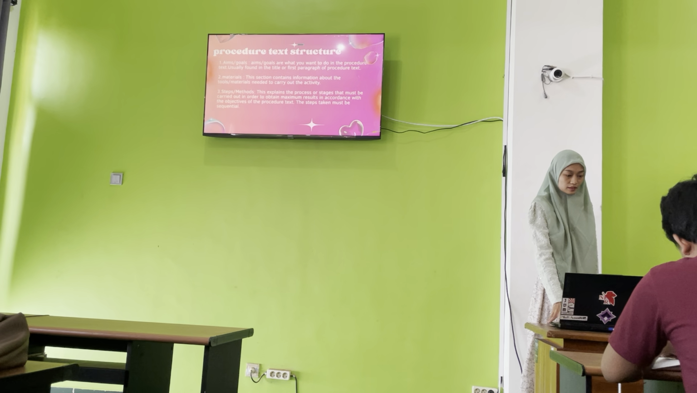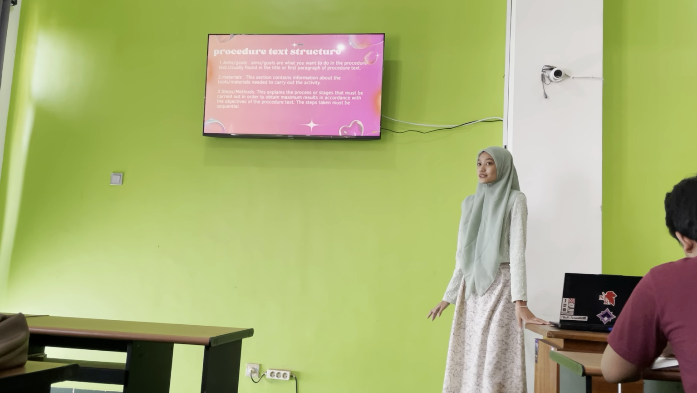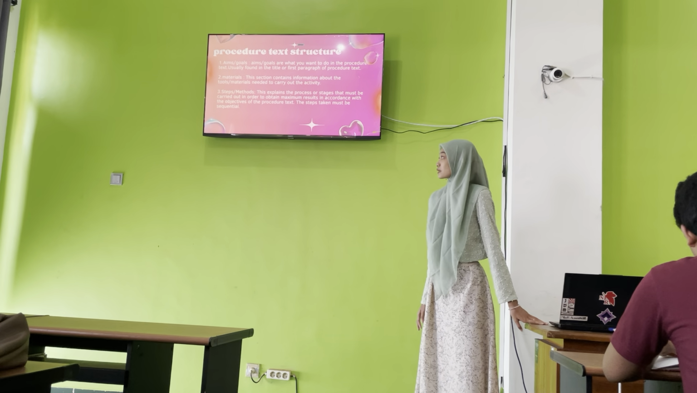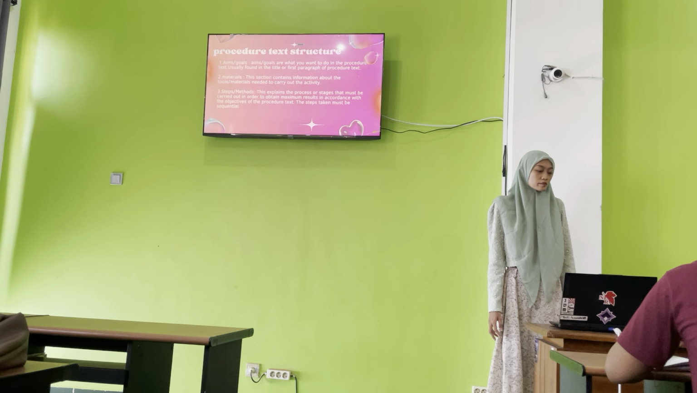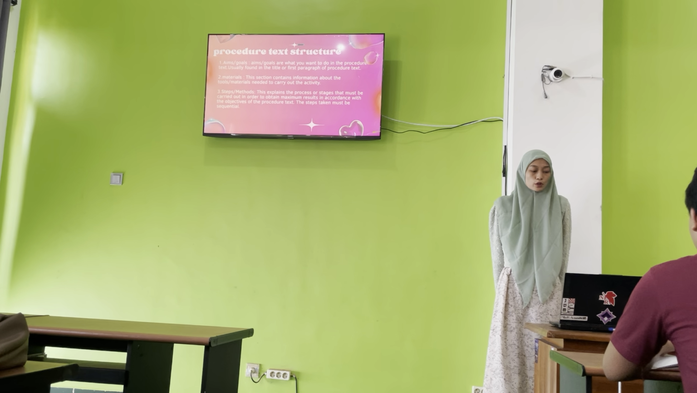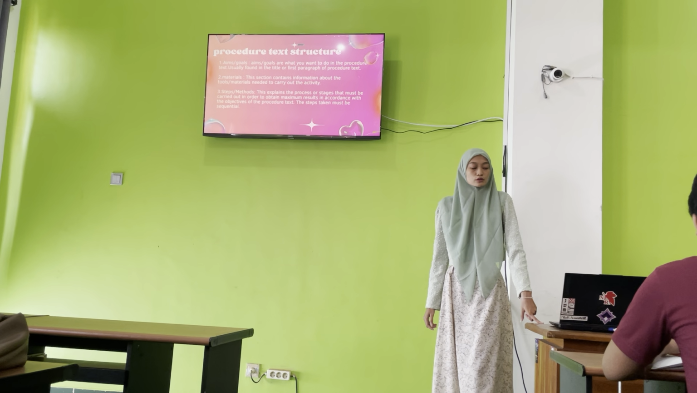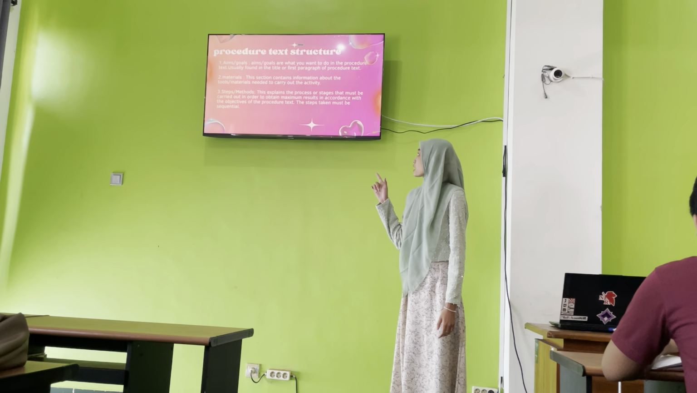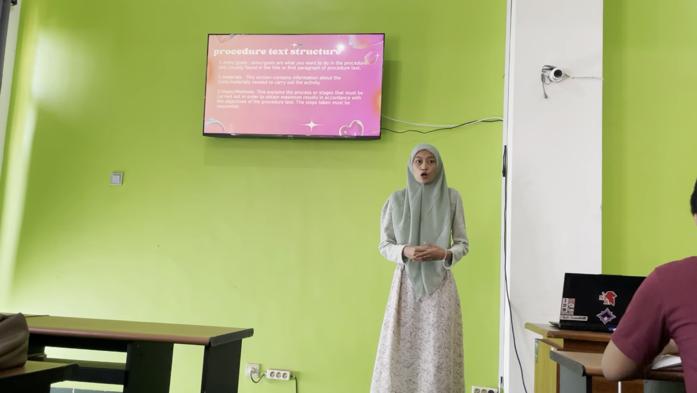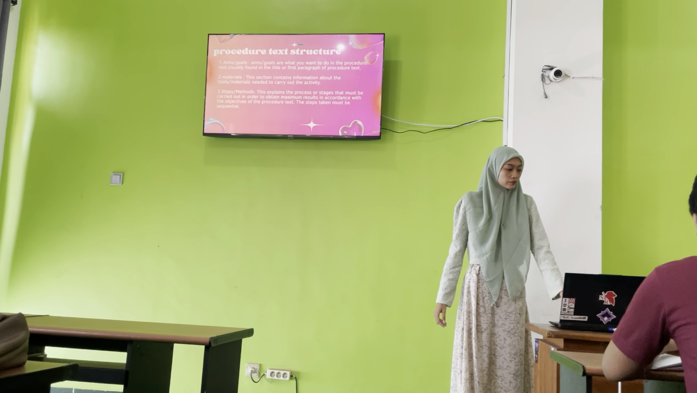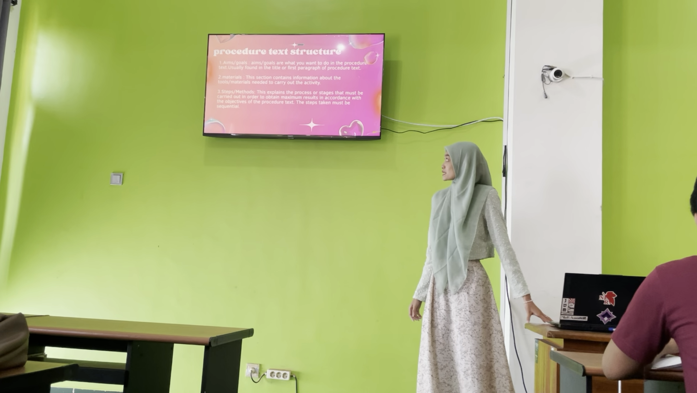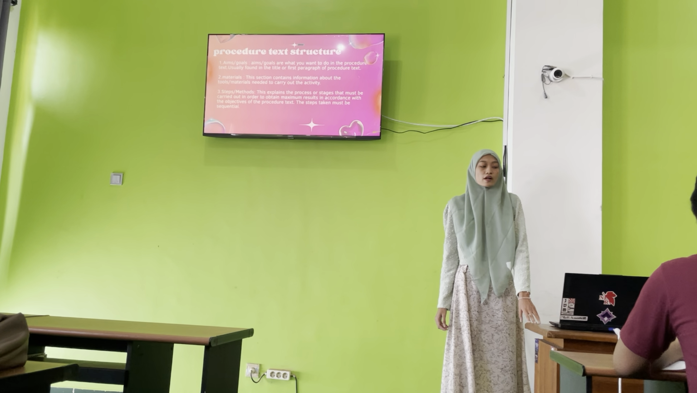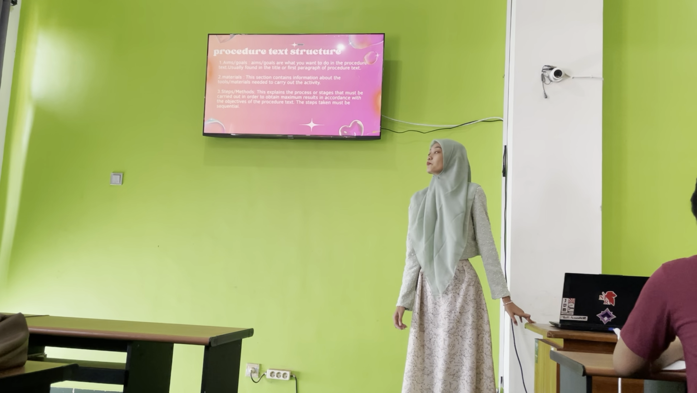Okay, next is the generic structure of procedural text. Number one is aims or goals. Goals are what you want to do in the procedural text. Usually these aims or goals are found in the title or the first paragraph. And number two is material. This section contains information about the tools or materials needed to carry out the activities. Number two is the most important part of procedural text.